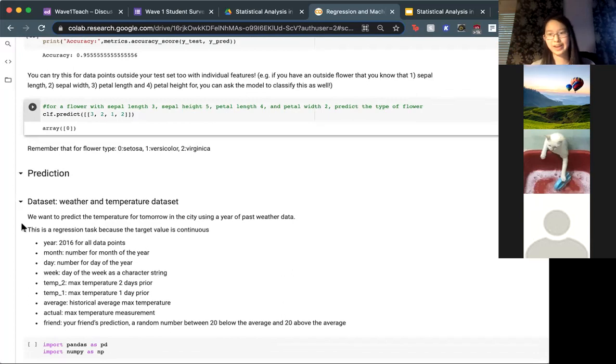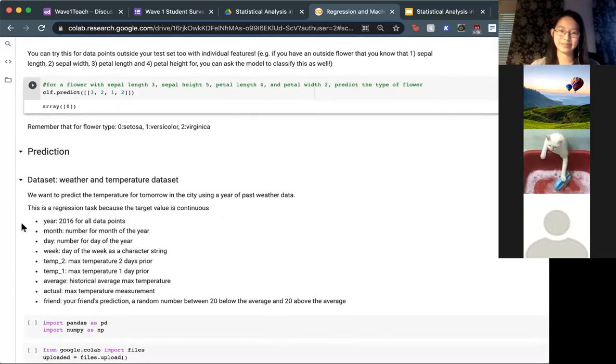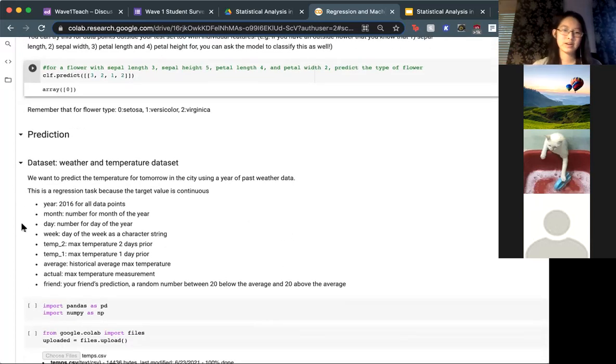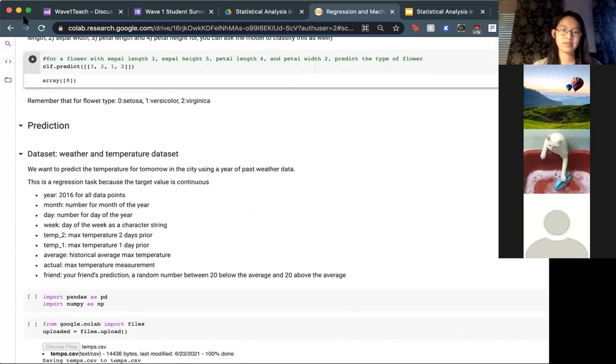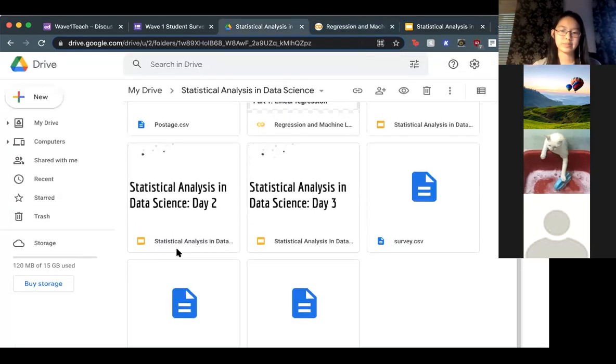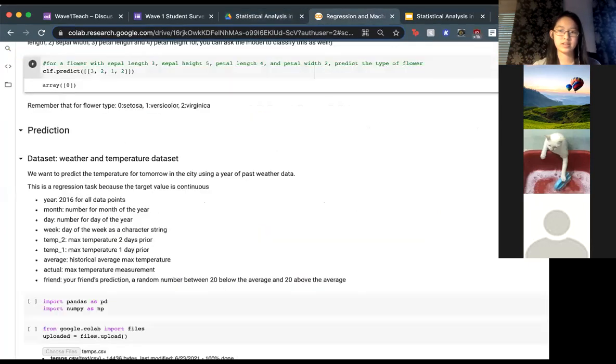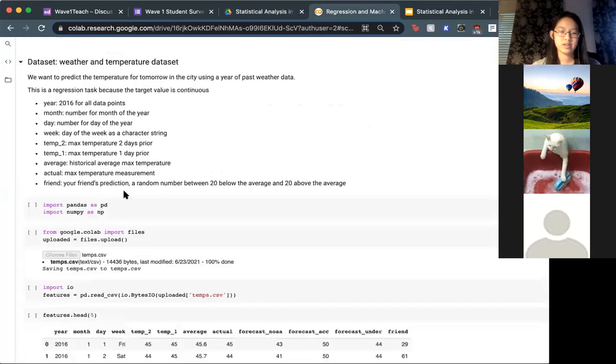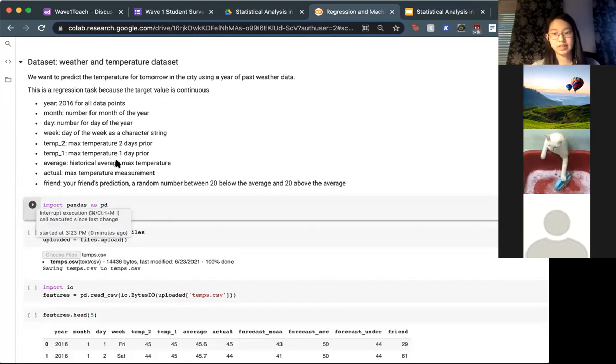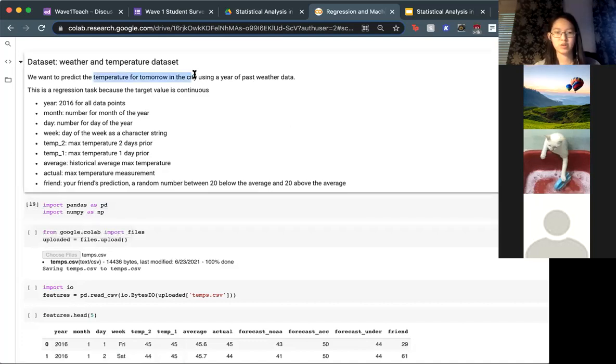And I'll show you here real fast because we only have 7 minutes and I want to get through this because this is important to me. But if you remember before, you wanted to download that temp set, make sure you download temps.csv. What you have in that temp set is the example that I just covered from the slideshow: I want to predict the temperature for tomorrow in some city using a year of past weather data.